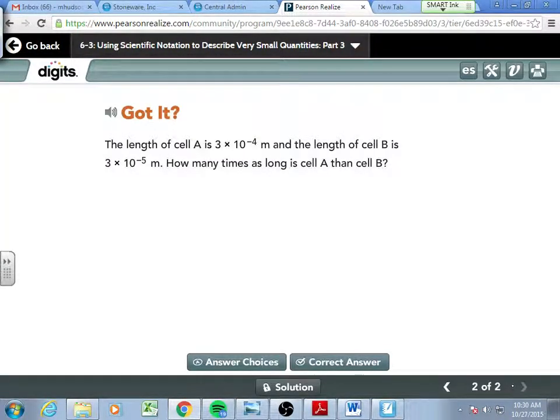Length of cell A is 3 times 10 to the 4th. Length of cell B is 3 times 10 to the negative 5th. Sorry, I think I said 10 to the 4th. It's 10 to the negative 4th. How many times as long is cell A than cell B?